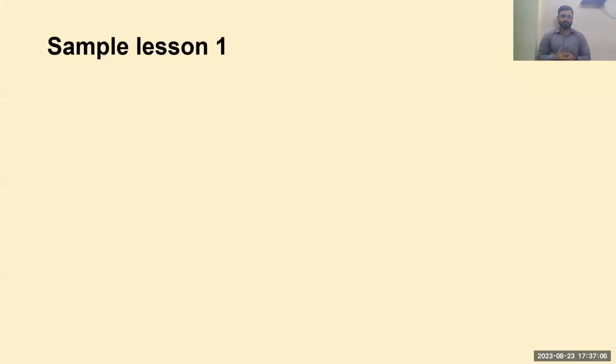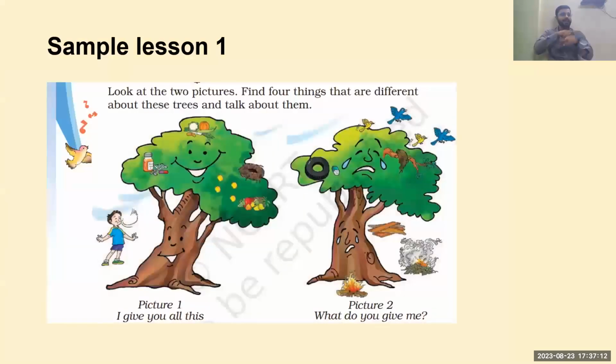So the first sample lesson we have for you is from a class 3 text. All these are English language texts. And it's actually a poem about acorns or seeds growing into trees. There's already a very good speaking activity here about the 2 trees. I give you all this and what do you give me? And it's a very powerful image which you have here. But we can also do a writing or also a speaking activity here apart from this.